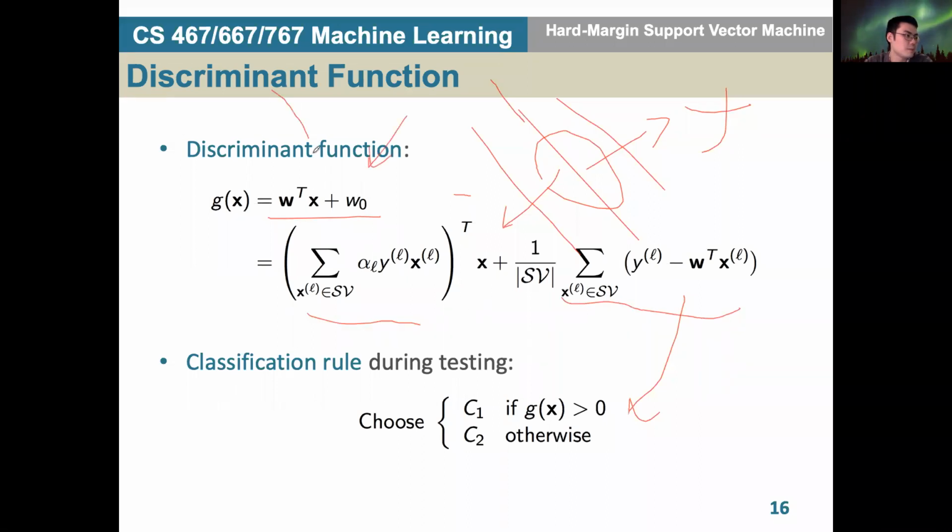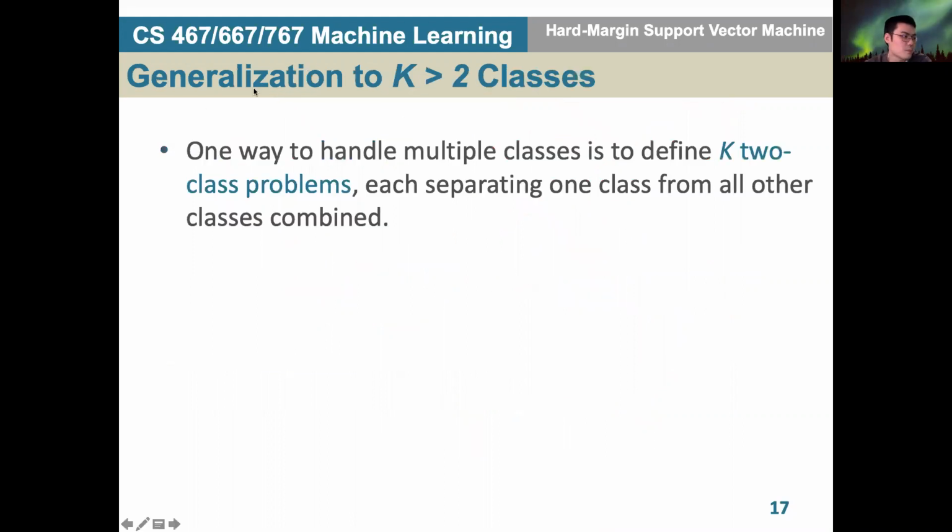For a new data item you see, you just plug it in here, and then you see the G(X) value. If it's positive, then you are in the positive class. If it's negative, you are in the negative class. But unfortunately, support vector machine is always for two-class classification. So how do you handle k-class classification? We will see that later. We will use the two-class classification as a model, and we will generalize to k-class classification.